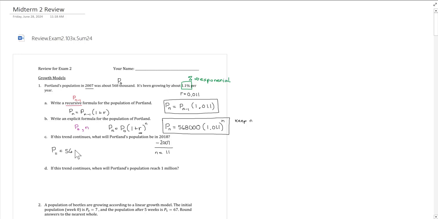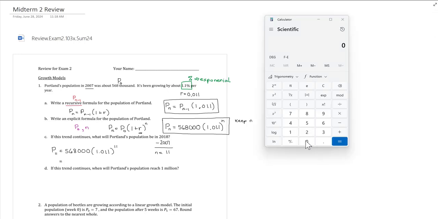So I'm going to write p sub 11, so 11 years after the initial population, is going to be equal to 568,000 times 1.011 to the power of 11. Let's type it into our calculator.